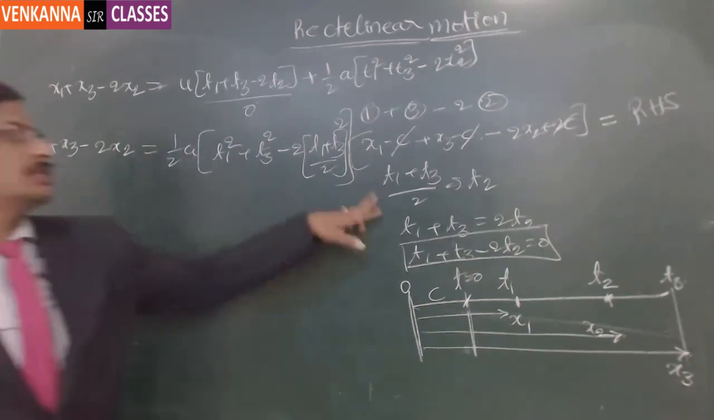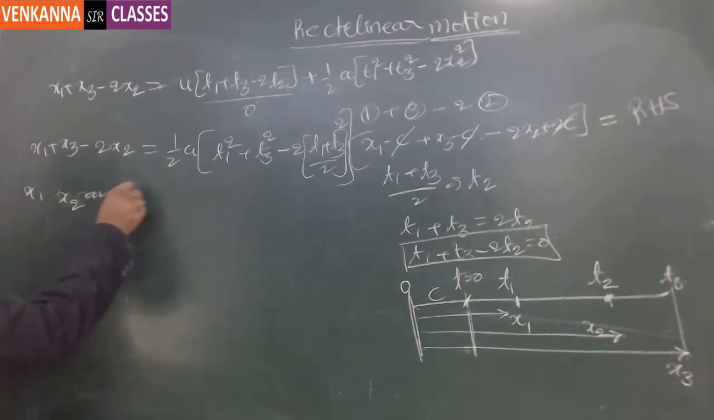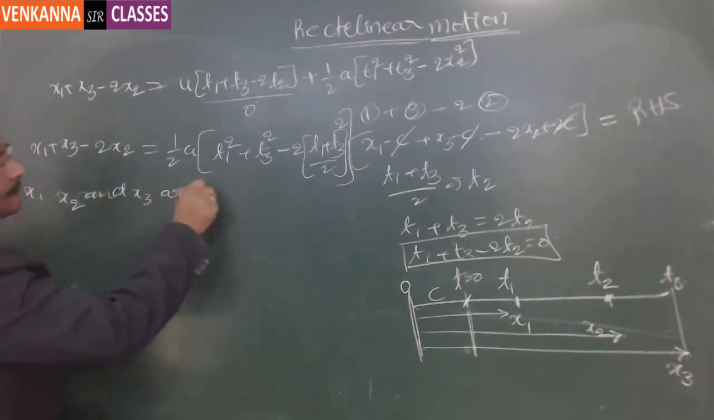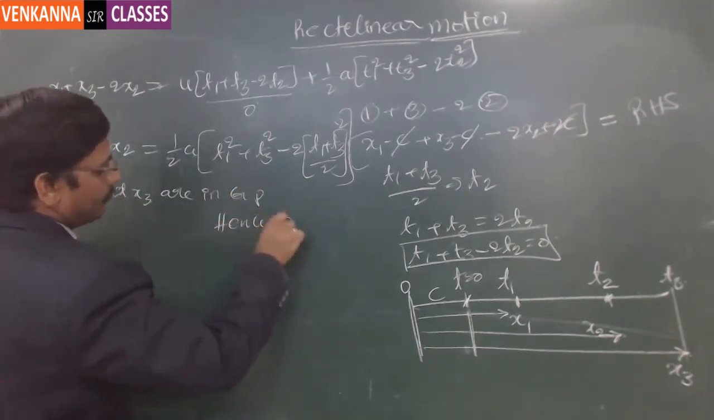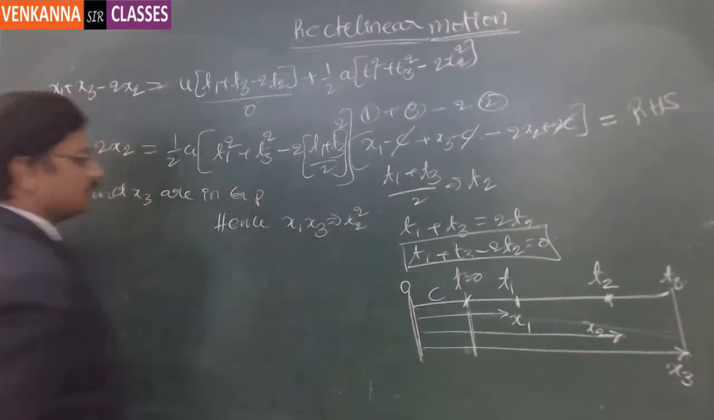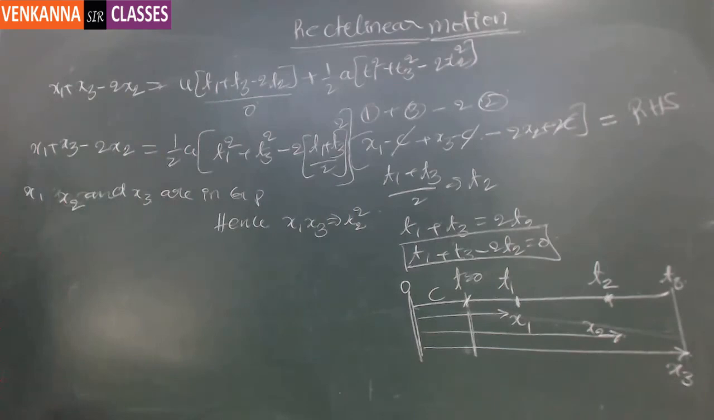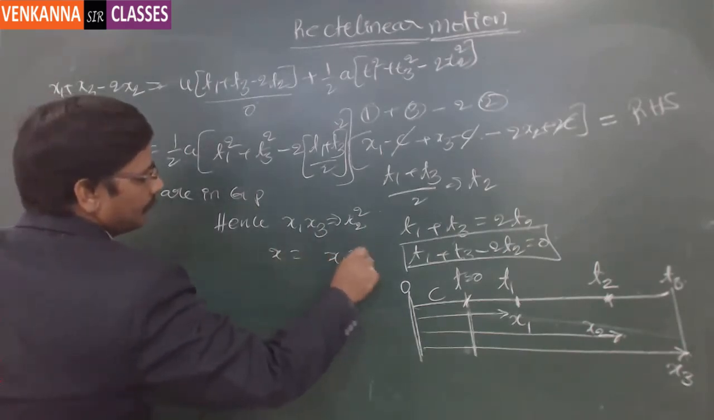So you can substitute this value here, and then this side, so x1, x2 and x3 are in GP. Hence, x1 x3 is equal to x2 square. So this is a relation of GP. Now you can replace here. So x2 I can treat as square root of x1 x3.